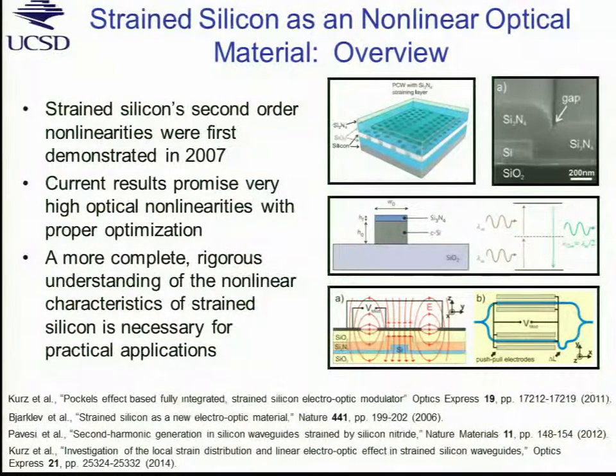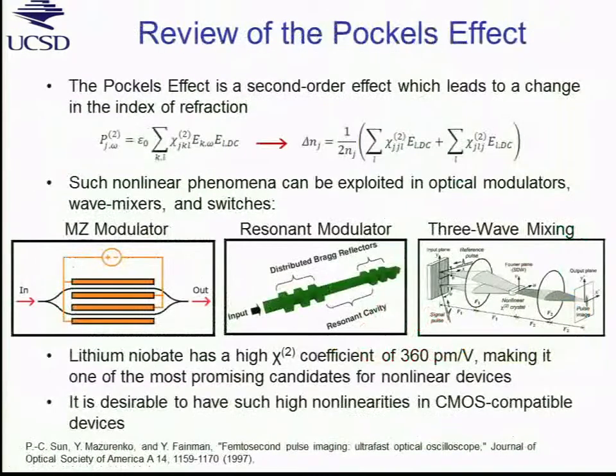However, there is a lot of work that needs to be done to be more rigorous in understanding the nonlinear characteristics of, say, strained silicon. And the application, as I mentioned, is either electro-optic modulators or just three-wave mixing in Chi2 materials. So we did some work. I will very briefly mention the Pockels effect. Everybody knows it's a second-order nonlinearity.